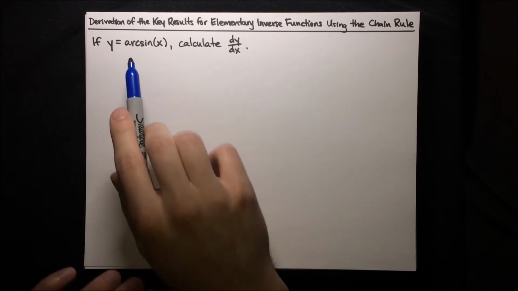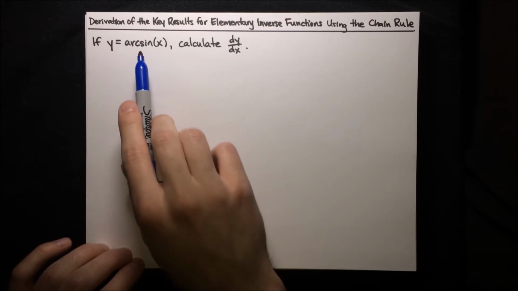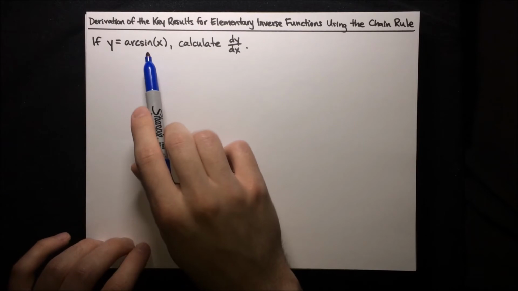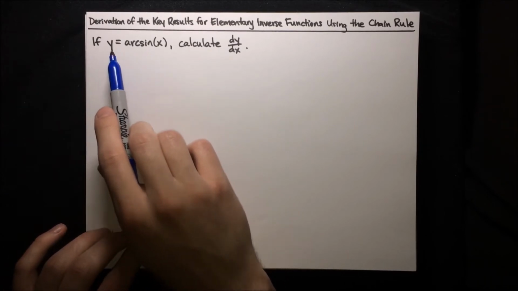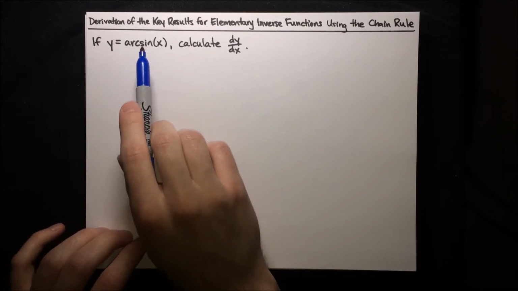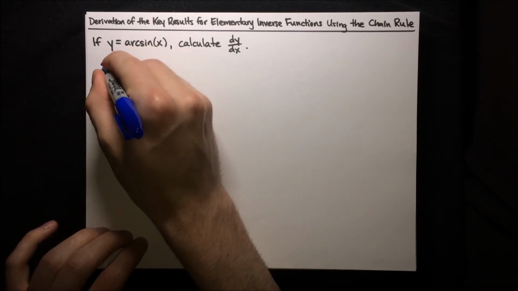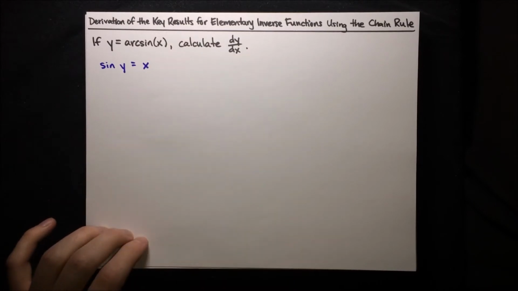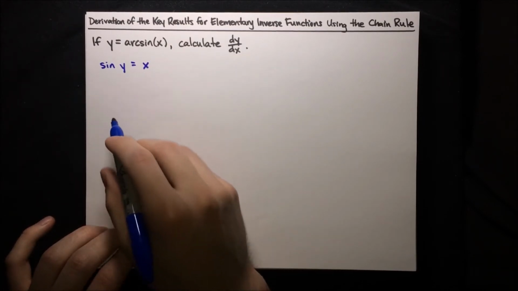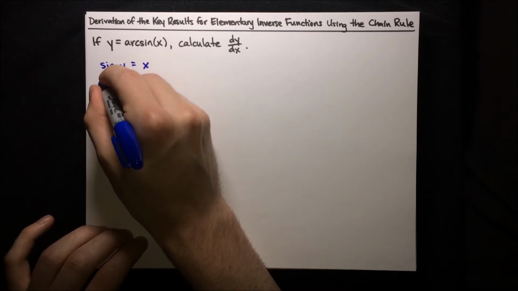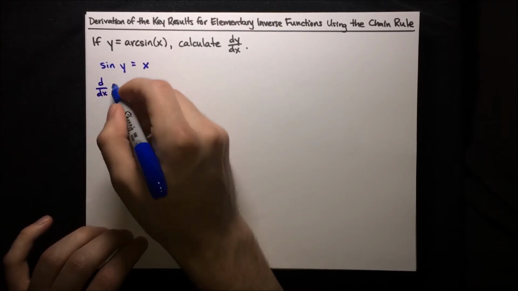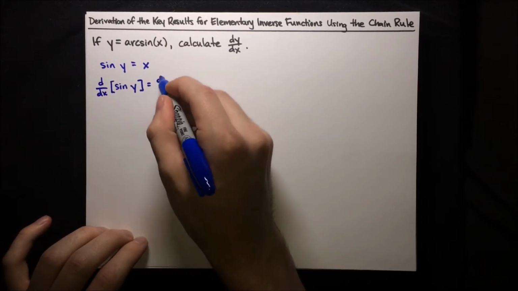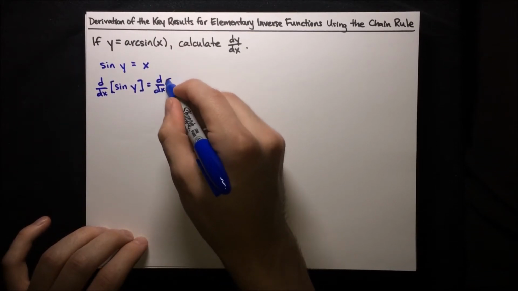How about we turn this into a sine problem instead of an arcsine problem, and then we can leverage the chain rule. To turn this into a sine problem, we can just apply sine to both sides of this equation, and that'll cancel out the arcsine. So we'll just have sine of y equals x. And now we can take the derivative of both sides using the chain rule. So let's just write that out explicitly. d/dx of sine y is equal to d/dx of x.